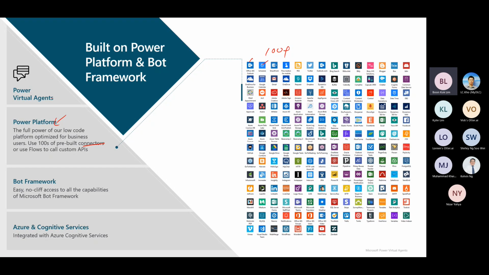Having said so, Power Virtual Agent sits on top of the Power Platform, and it can also extend its capability to the bot framework, as we just talked about. So it's easy, and then you can access all the capabilities from the bot framework. And the last one is the integration with Azure and Cognitive Services, which are the AI components in Azure here. In short, that is 100%.